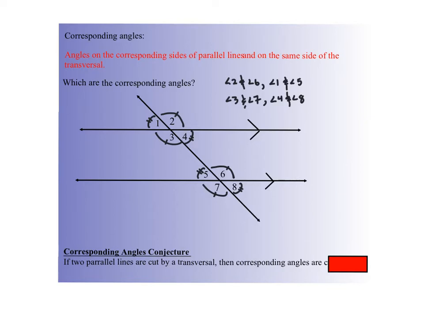We have different names for those, but angle 1 and angle 5, angle 4 and angle 8, angle 3 and angle 7, and angle 2 and angle 6 are all called corresponding angles. And if two parallel lines are cut by a transversal, then corresponding angles are congruent. Okay, congruent. So we could say that angle 2 is congruent to angle 6. Another way we could say that is the measure of angle 2 is equal to the measure of angle 6. We could do that for every pairing of corresponding angles.